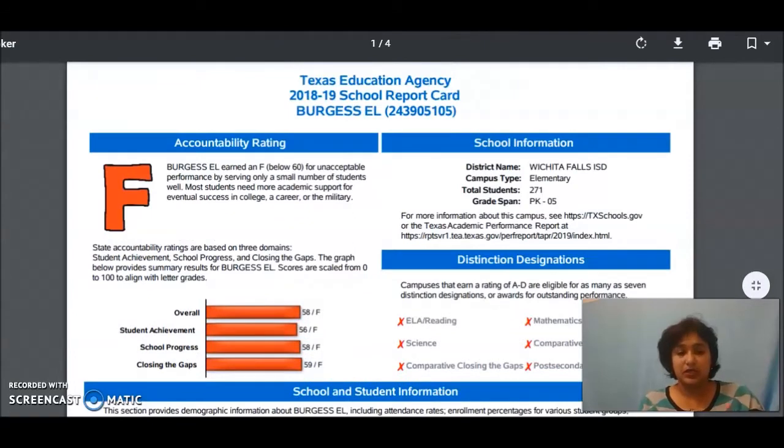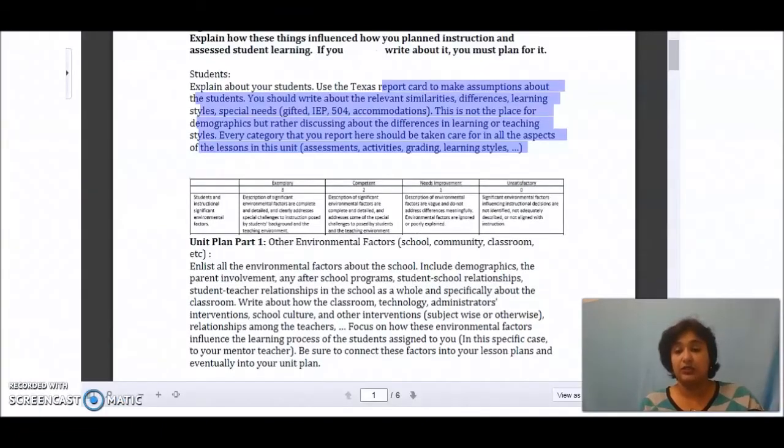So here is where the challenge comes: if you were in the classroom, you would know the IEP and you would know the other situations about it. But since you are not in the classroom, you are going to make up details about special needs, if there are any gifted students, if there are any IEPs, any pullouts, any reading levels, behavior.